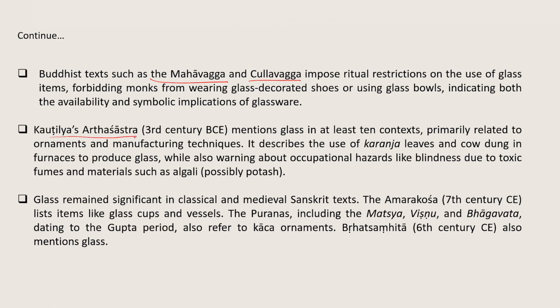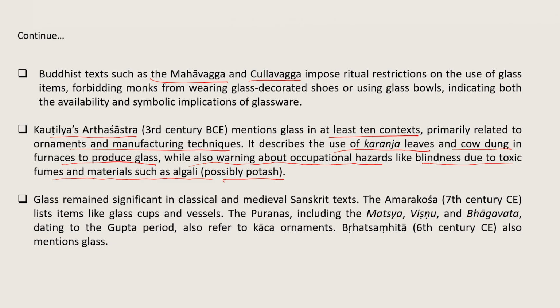Kautilya's Arthashastra, 3rd century BCE, mentions glass in at least 10 contexts, primarily related to ornaments and manufacturing techniques. It describes the use of karanja leaves and cow dung in the furnace to produce glass, while also warning about occupational hazards like blindness due to toxic fumes and materials such as alkali, possibly potash.